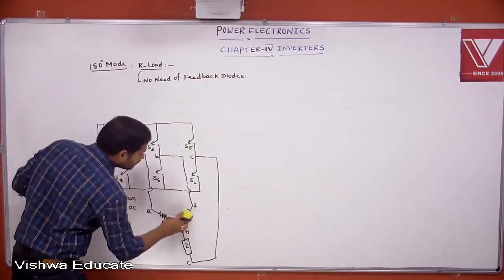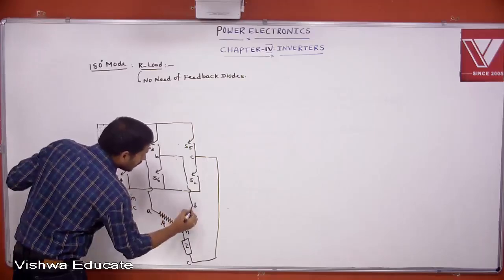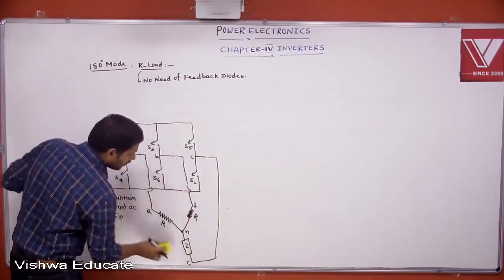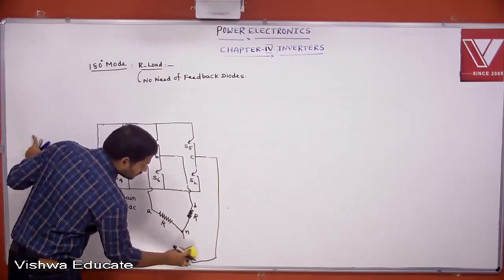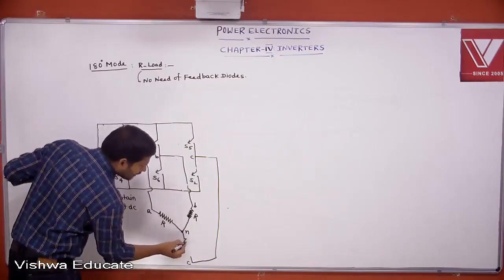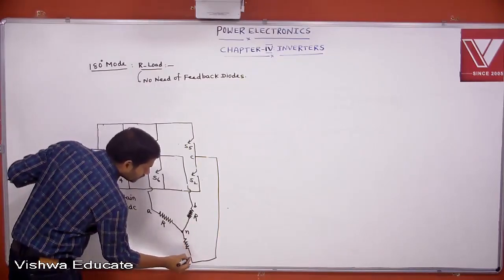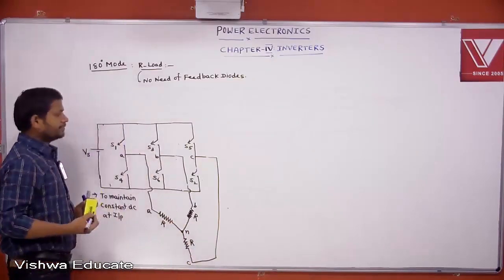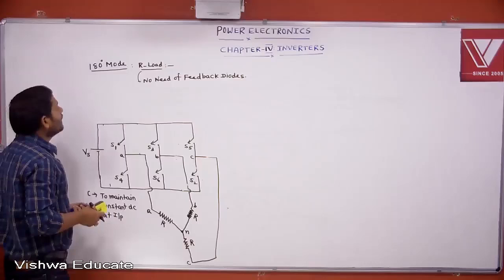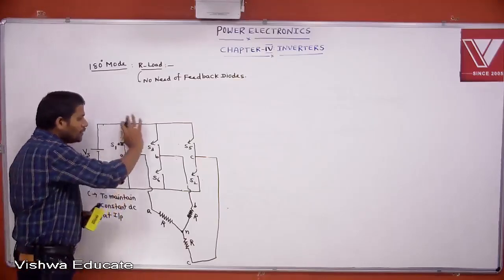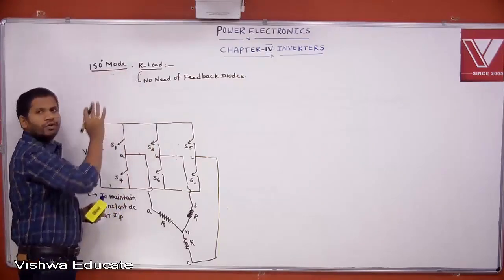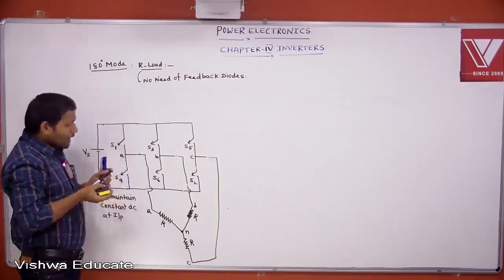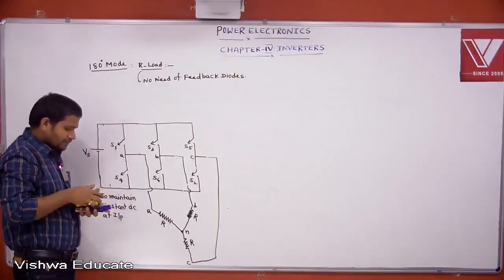R load. This also replace with R load, and this also replace with resistive load. Let us assume that it is a star connected load. This is neutral point. Yes. This is the circuit we are using for resistive load using 180-degree mode. Now tell me, what do you mean by 180-degree mode?